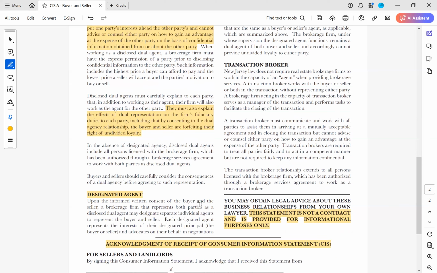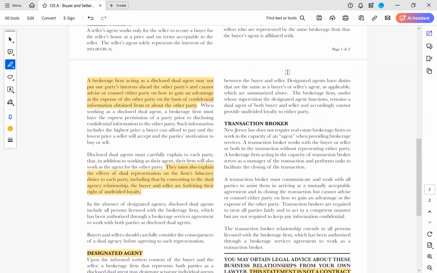Now, enter designated agent. We can, or you can, act as a designated agent, and a brokerage can appoint a designated agent. So what happens with that, again, upon the informed consent of the buyer and seller, a firm that represents both parties as a disclosed agent may designate separate individual agents to represent the buyer and seller. Each designated agent represents the interest of their designated principal, buyer or seller, and advocates on their behalf in negotiations between the buyer and seller, okay? Designated agents have duties that are the same as a buyer's or seller's agent as applicable, which are summarized above.